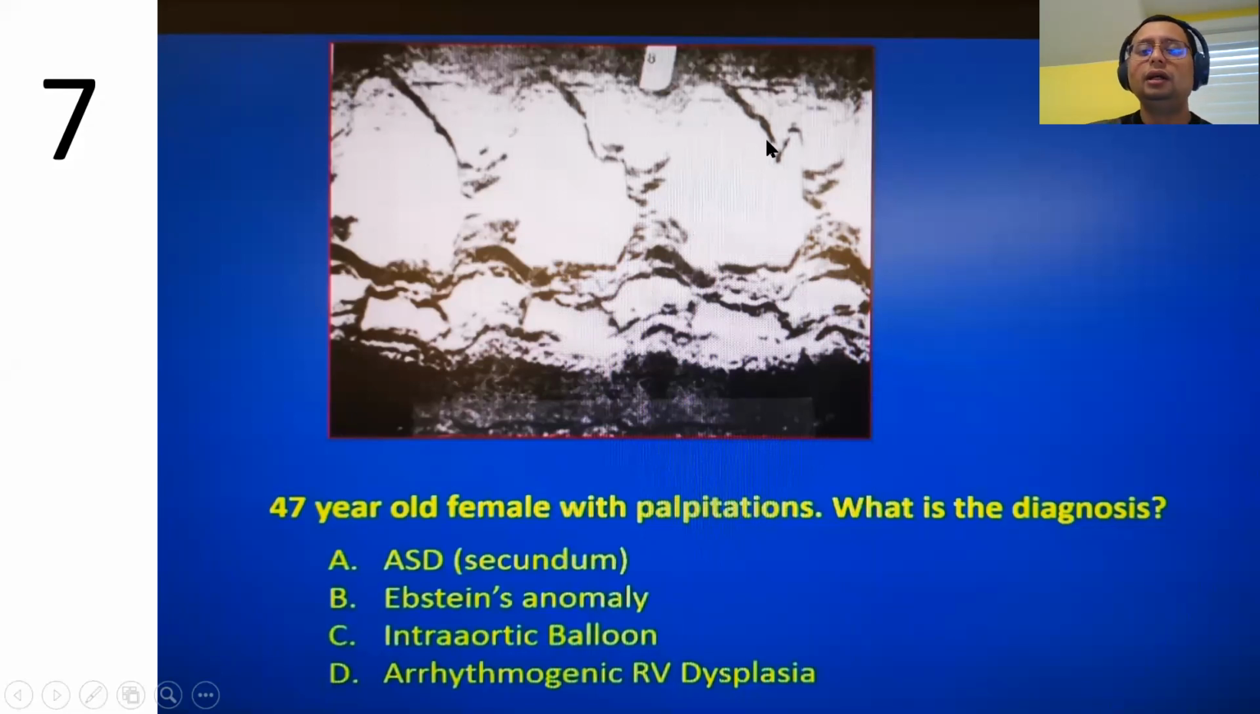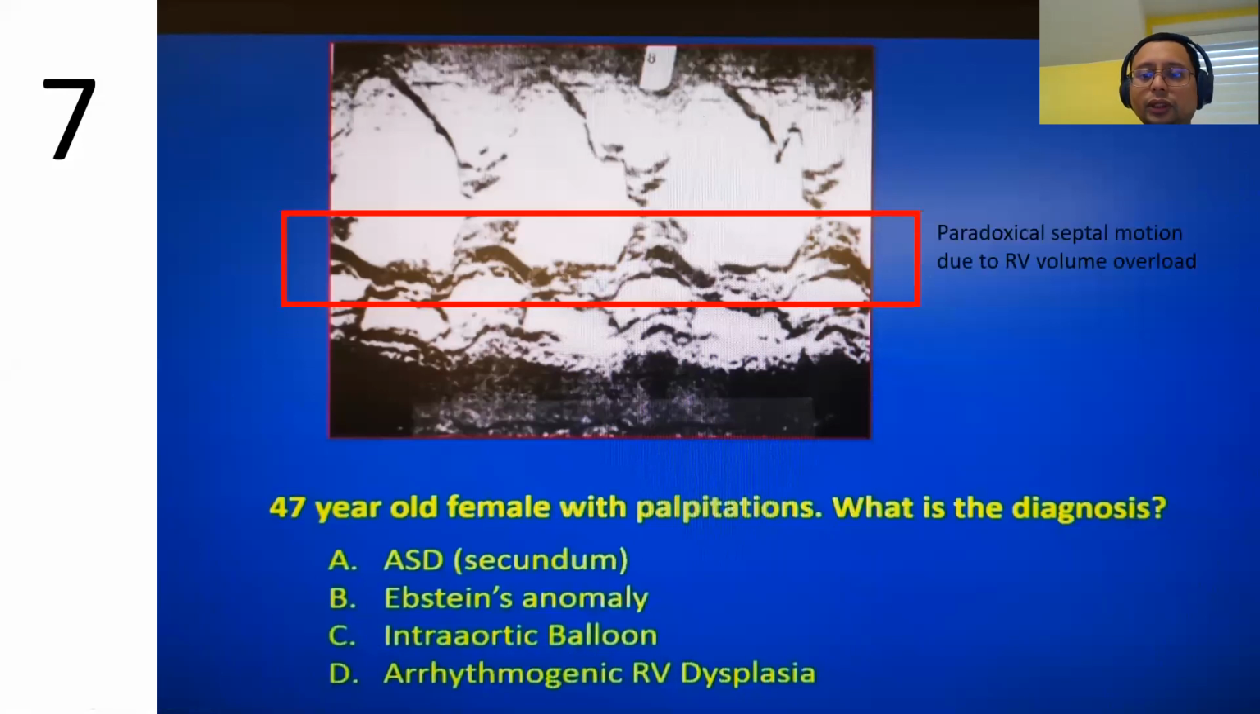So we know that an elongated anterior tricuspid valve leaflet happens in what situation? It happens in Ebstein anomaly. So this is a patient with Ebstein anomaly. This is paradoxical septal motion due to RV volume overload. And this is the elongated anterior tricuspid valve leaflet.